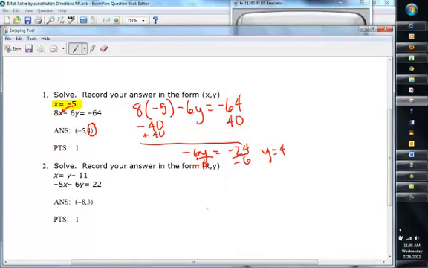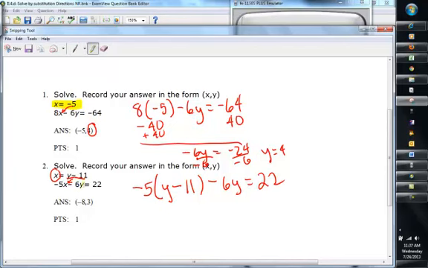Let's look at the second equation. Notice that x is all alone, and it tells us x is y minus 11. So let's substitute that in. Negative 5, parentheses, y minus 11, minus 6y equals 22. So I'm taking the second equation here, and instead of writing x, I'm writing y minus 11.